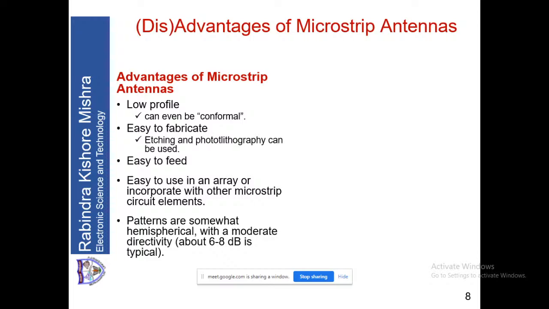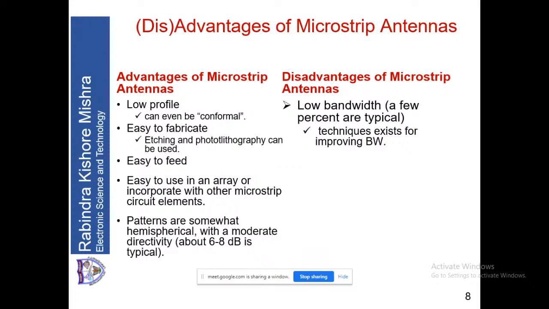Now let us look at what are the disadvantages of microstrip antenna. One disadvantage is it has low bandwidth, typically 2 to 3%, definitely below 5%, in its basic version. Of course, nowadays there are techniques to enhance the bandwidth, but typically microstrip antenna will have less than 5% bandwidth.